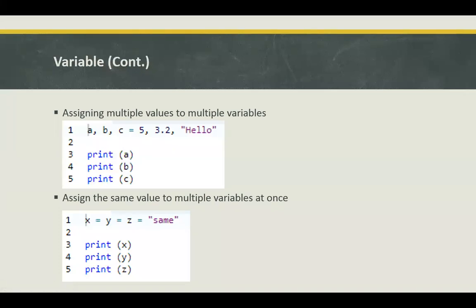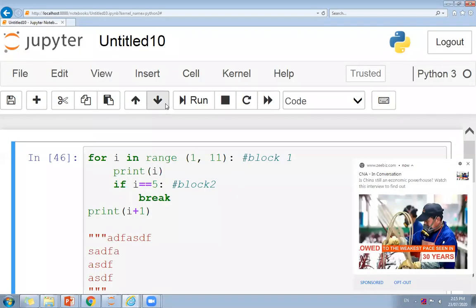Even we can assign the same value to multiple variables at once in Python. If you want to assign the same value to multiple variables at once, simply you have to write x is equal to y is equal to z is equal to the same value. Automatically, the same value would be assigned to all the variables. Let's see here.